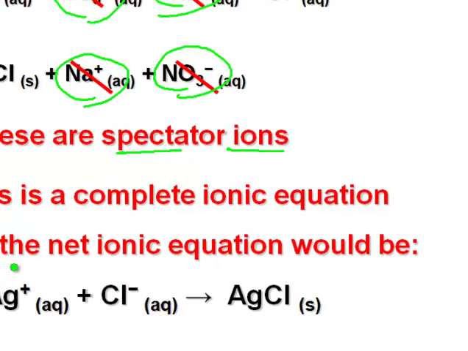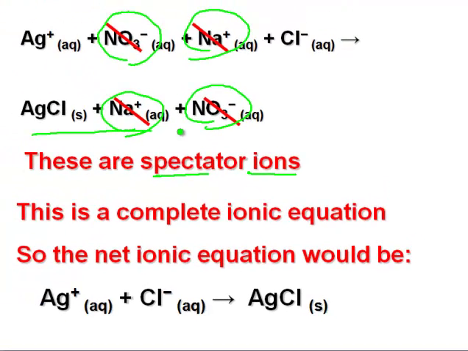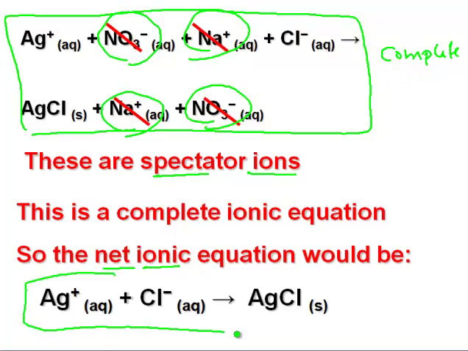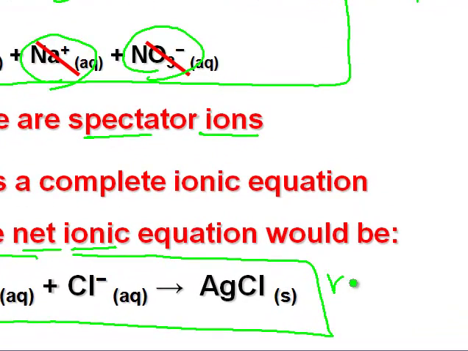This is what we call a complete ionic equation. All of this. This is complete. But I don't really care about a complete ionic equation. I want the net ionic. This is my net. This is what's actually happening in the reaction. The sodium and the nitrate are still floating around in the water somewhere where the silver chloride is at the bottom.